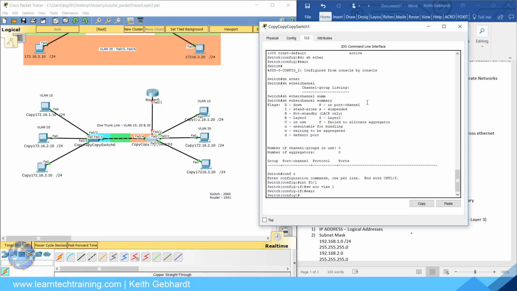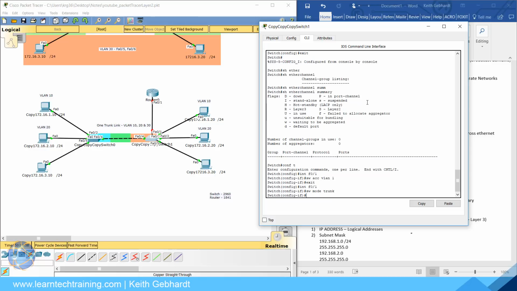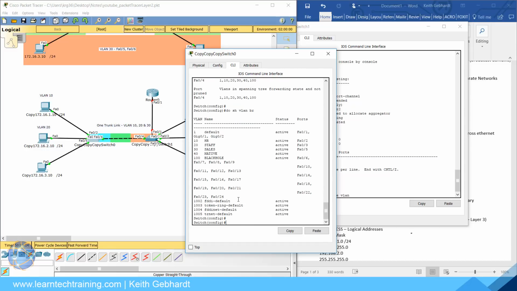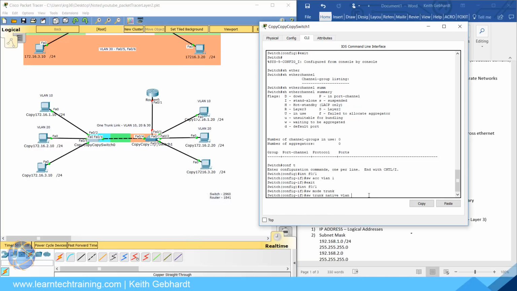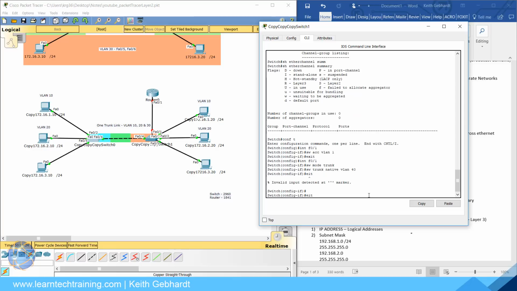Now we could do interface F0/1. I don't know why I left that. We're going to do switchport mode trunk. All right. We're going to do a switchport trunk native vlan. And what was our native VLAN? 40? Was it 40? Let me open up this switch. I forget. Do show vlan brief. And our native VLAN was 40. Yes. All right. Native VLAN 40. Boom. We are good. So that is now a trunk port.